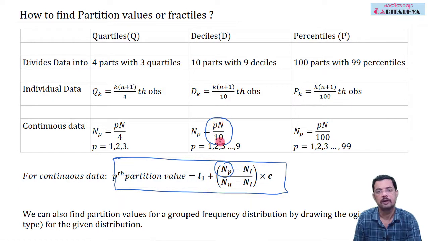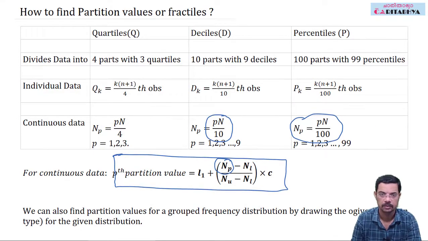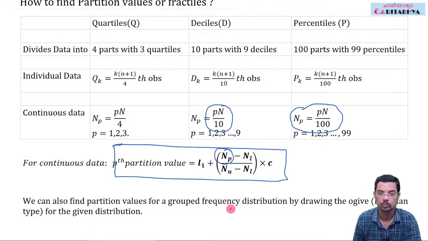And NP will be taken as P into N divided by 10 for the deciles, where P can be taken as 1, 2, 3 up to 9. Same way, NP for the percentiles will be P into N divided by 100, where P can have the values 1 to 99. C is the class length of the partition class, whichever it is. If it is the second percentile, we say it is the class containing the second percentile.